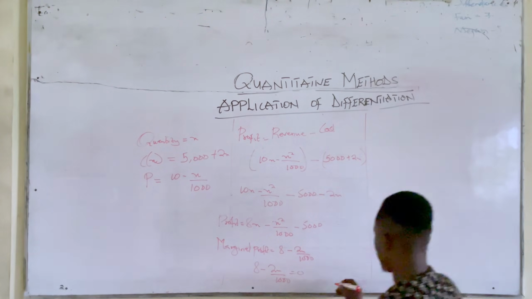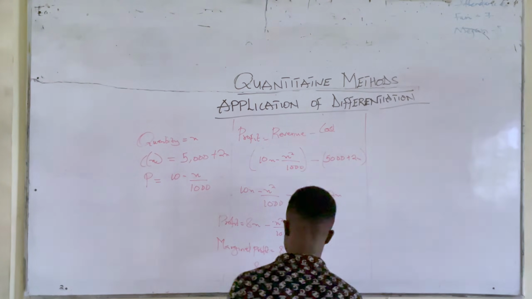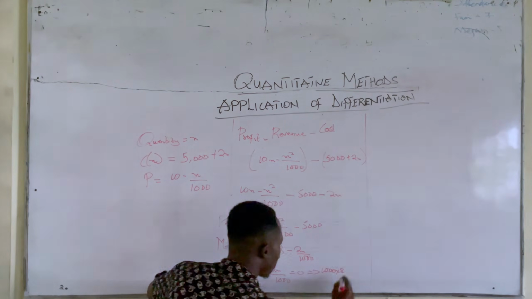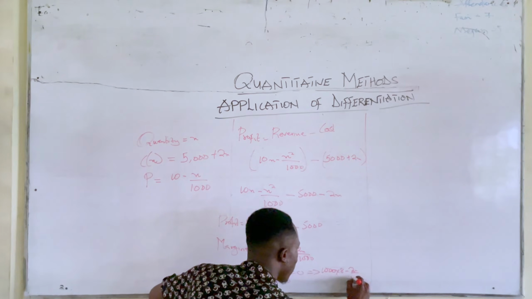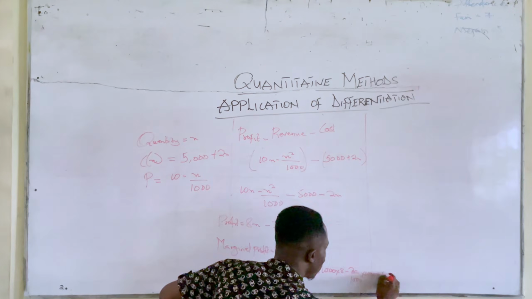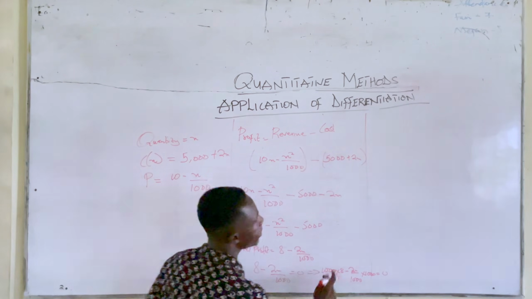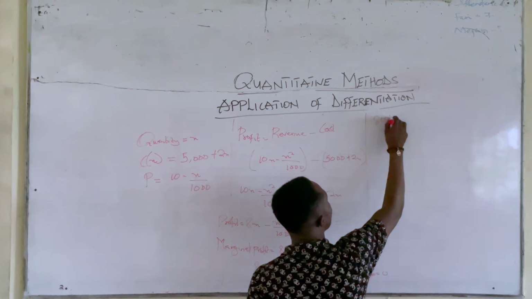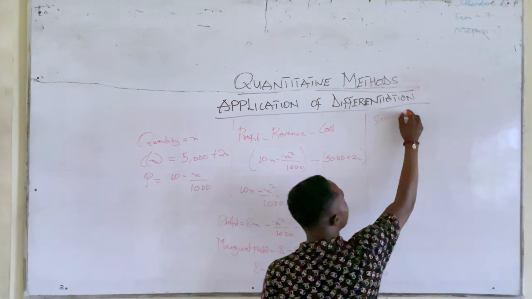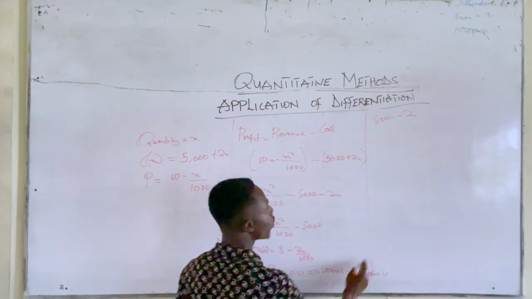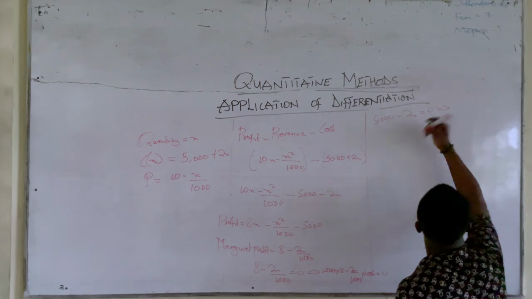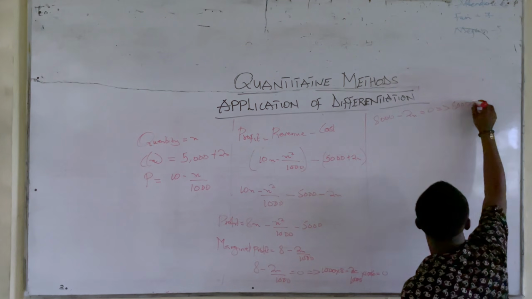And so we are going to multiply here this one by 1,000. So we say 1,000 times 8 minus 2x over 1,000 times 1,000, equal to 0. So you see that 1,000 times 8 will give you what? 8,000, right? Then this 1,000 will cancel out this 1,000. So you have negative 2x, equal to 0. And so in this case, you can say you have 8,000 equal to 2x.